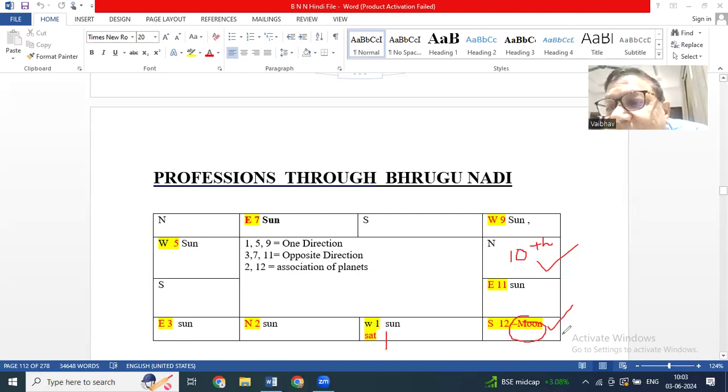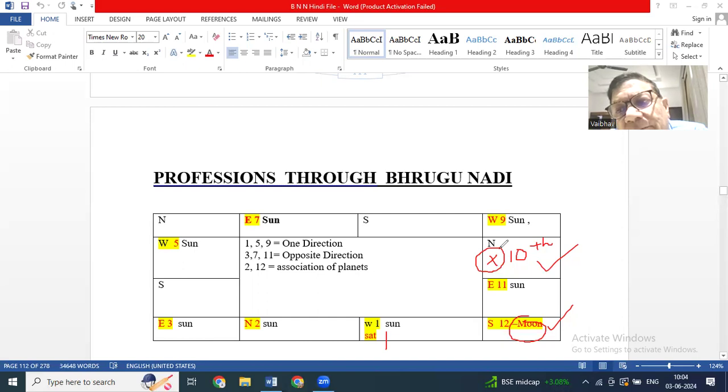From Moon we will see 1, 5, 9, 3, 7, 11, yes, you are right, and 2, 12 also. Definitely. One more thing: whatever planet is posited in the 10th house will also denote the profession of the native. And at the same time, the planets connected with the 10th Lord will also tell the native's profession.